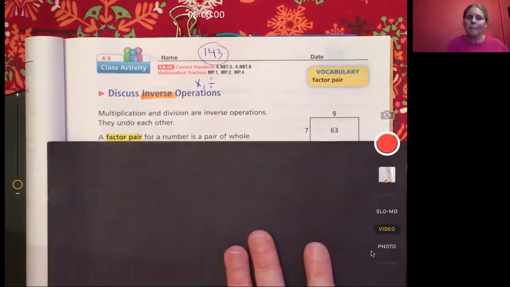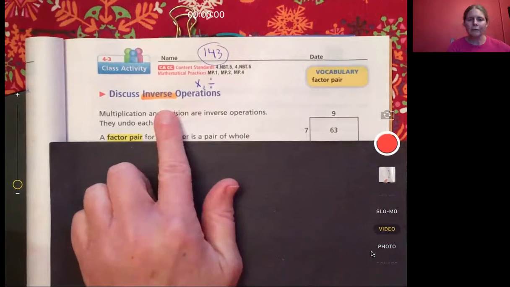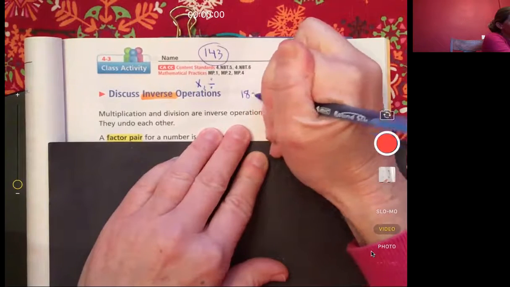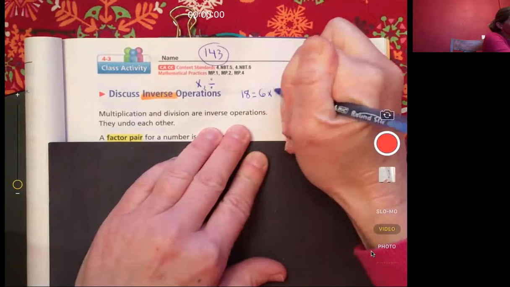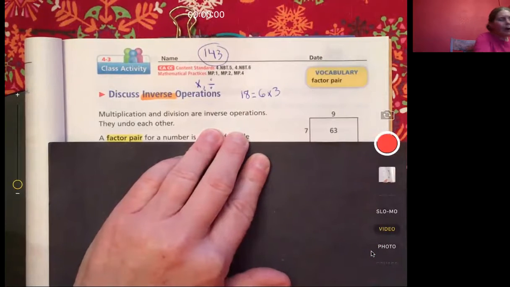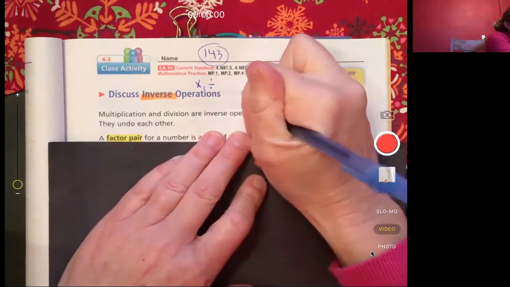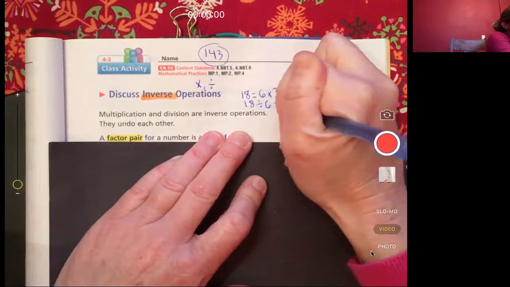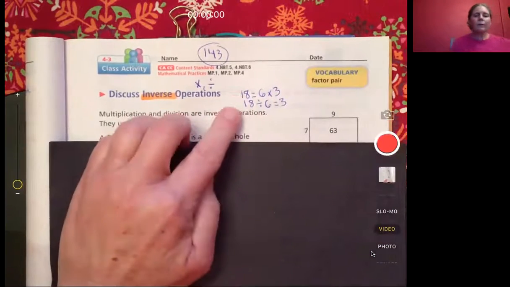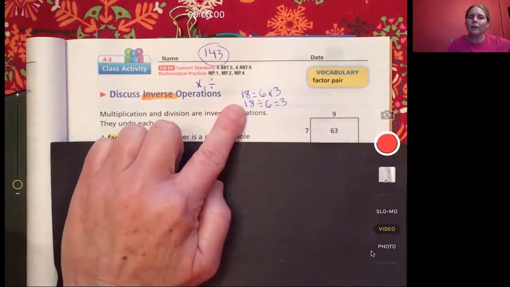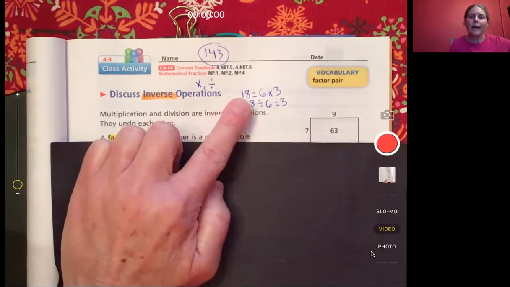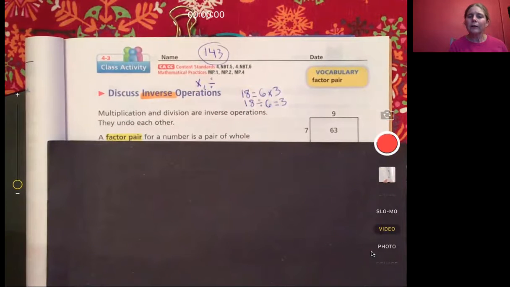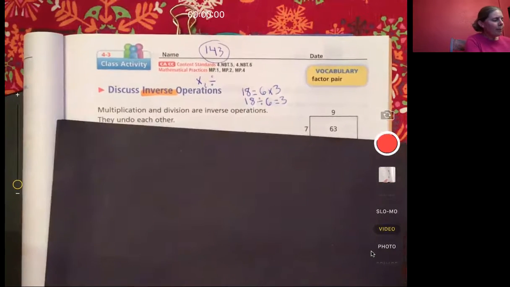And I hope that you remember the whole idea of inverse. For example, if I have 18 equals 6 times 3, well, I can also say 18 divided by 6 equals 3. So now I'm using a different operation. I'm using division, but I'm using the same numbers and just switching where the signs are and where my equal signs are. Okay, so you should all be now on page 143.